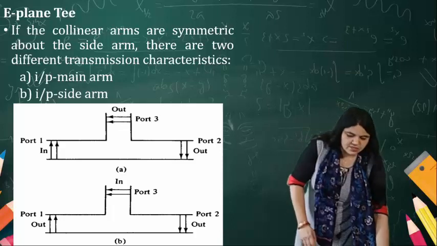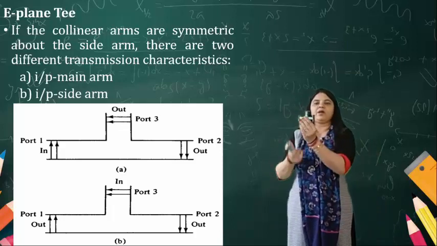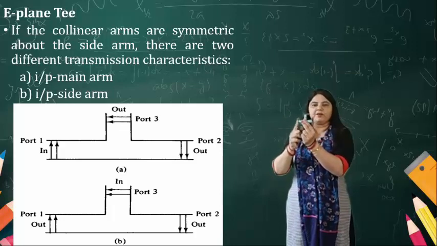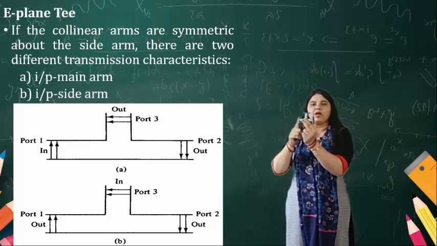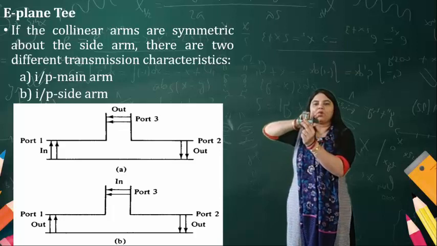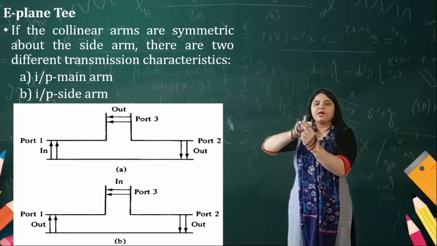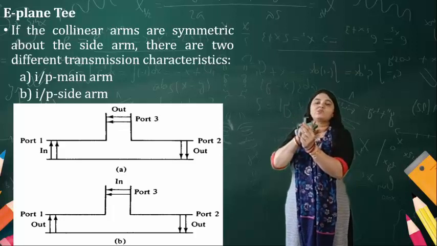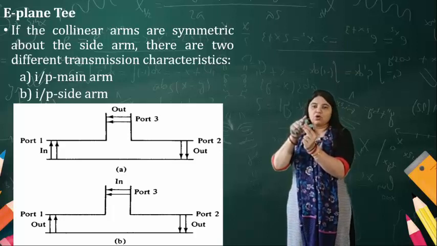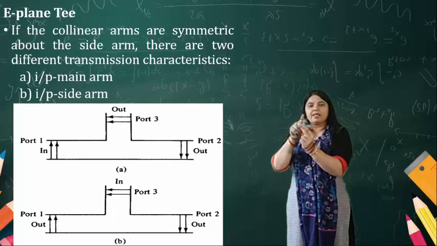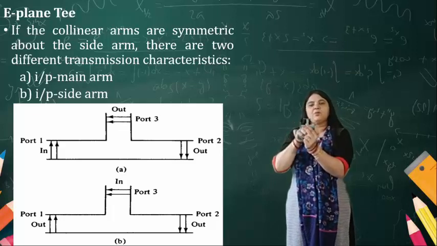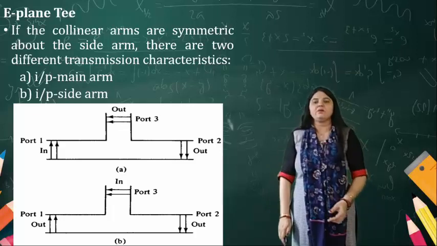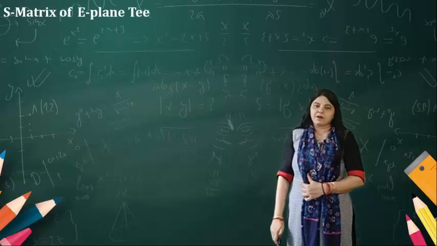Now I will show you that while you are applying the input from port number 1, you have the output at port number 2 and port number 3. At port number 2 it is a 180 degree phase shift. Over here we are getting the output that is the summation of port number 1 and port number 2. This way we can have the idea about the E-plane T.